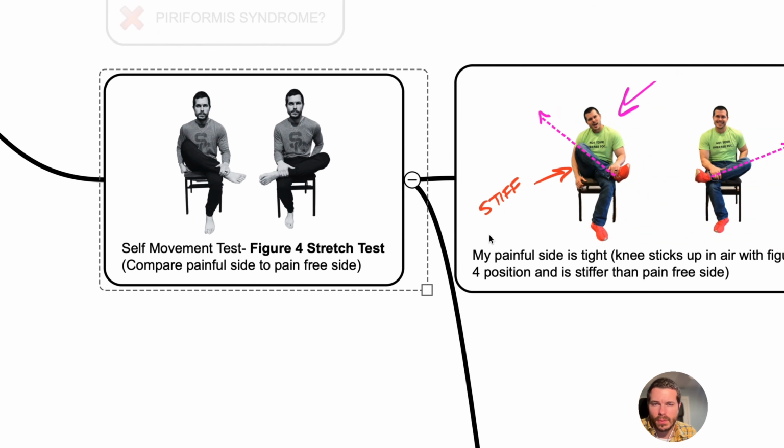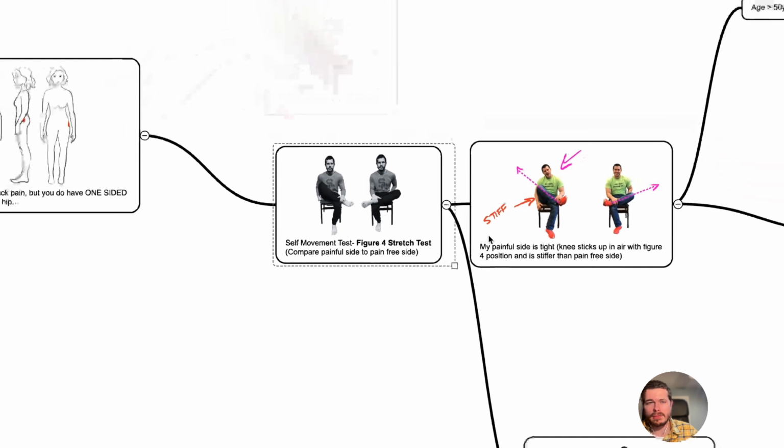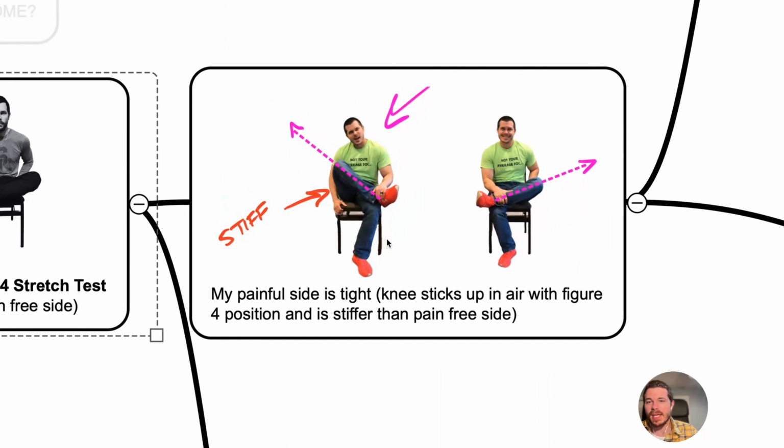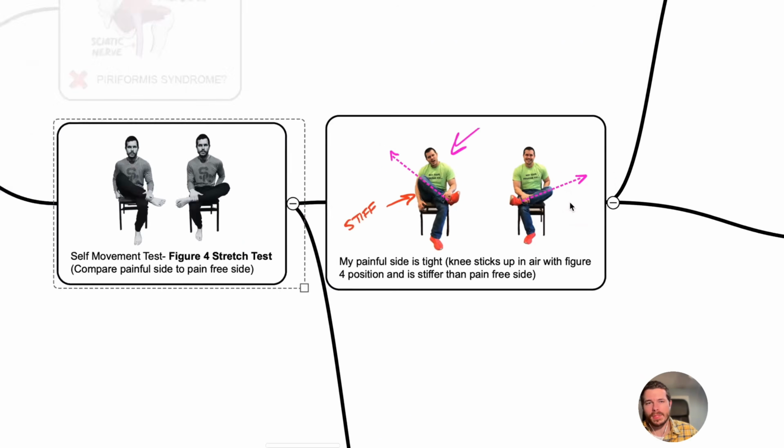Go ahead, do the figure 4 stretch test on the painful side and on the pain-free side. You're going to compare right to left to see, is it limited? Is it not? Now let's just say that it is limited. It's stiff and painful. It's tight. The painful side sticks up higher than the non-painful side.